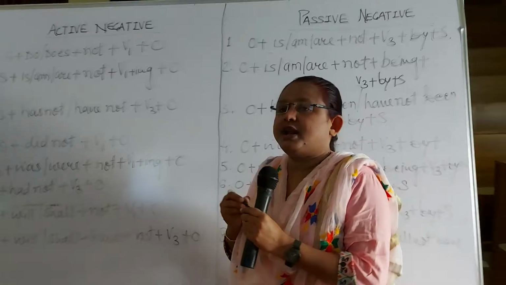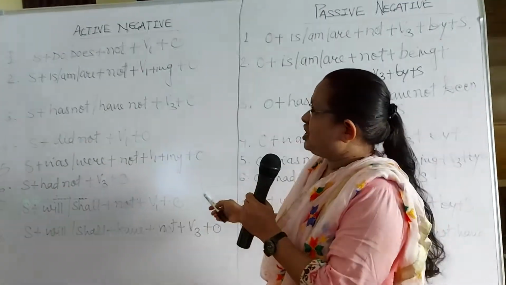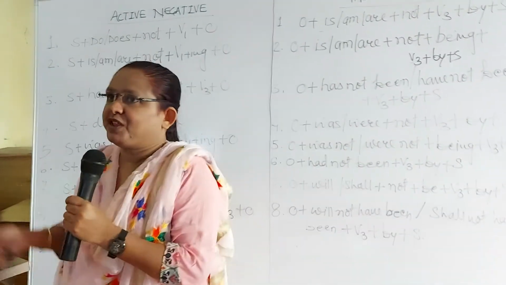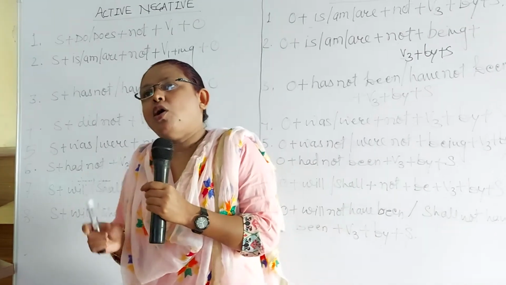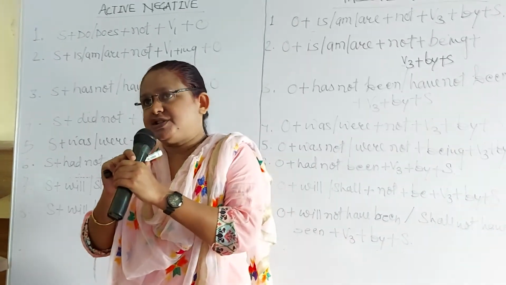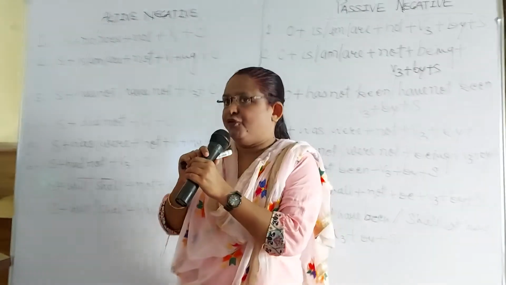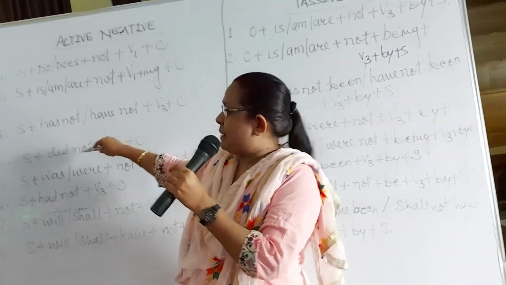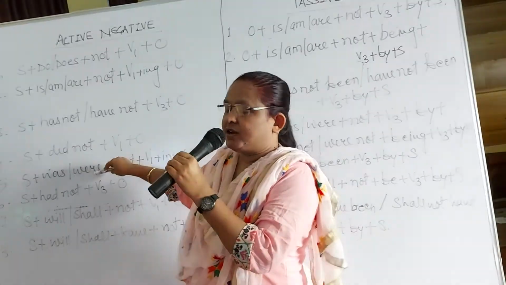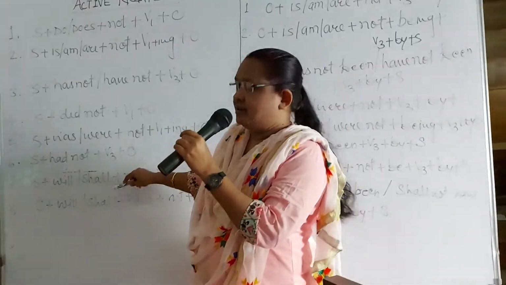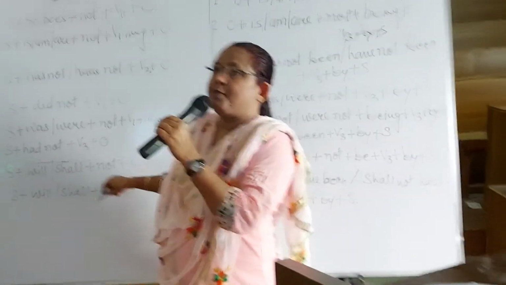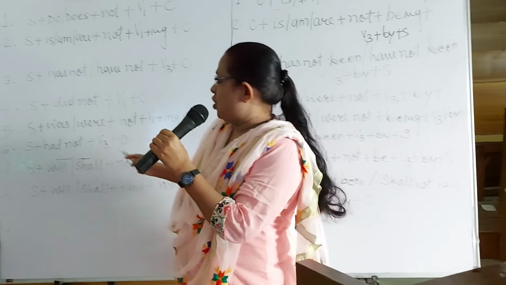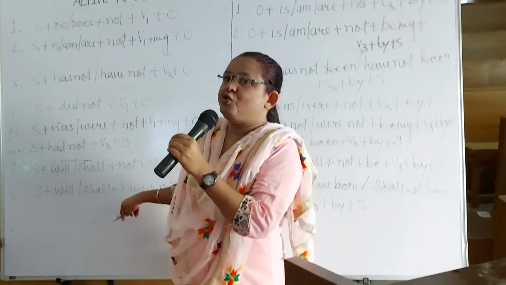So children, we see here the following 8 structures for changing active negative to passive negative. Active negative means tenses. The following 8 structures denote 8 tenses in negative form: simple present negative, present continuous negative, present perfect negative, simple past negative, past continuous negative, past perfect negative, then simple future negative and future perfect tense negative. Future continuous will not have a passive. So only simple future negative and future perfect.